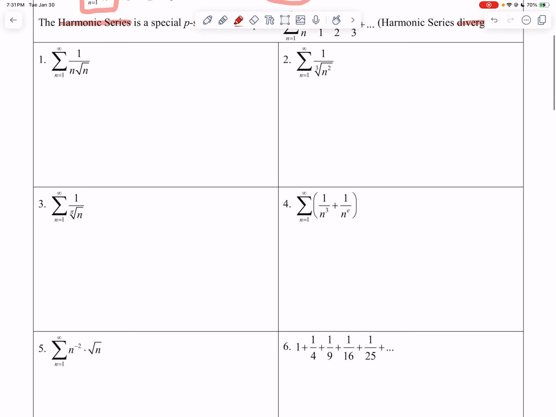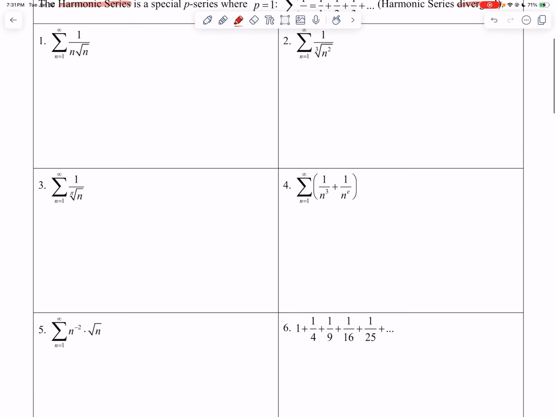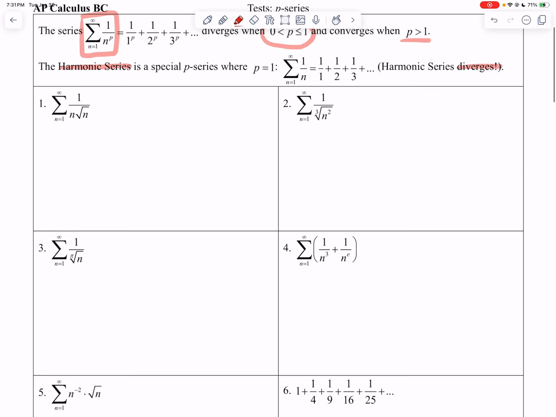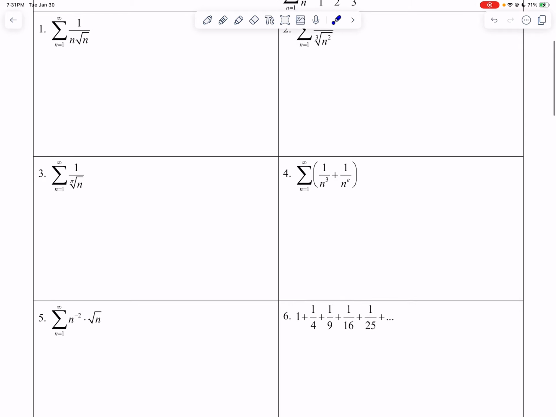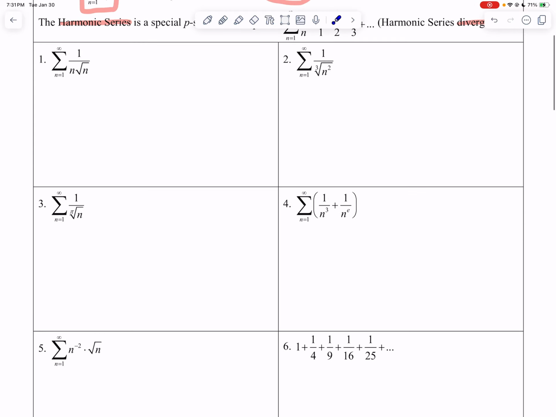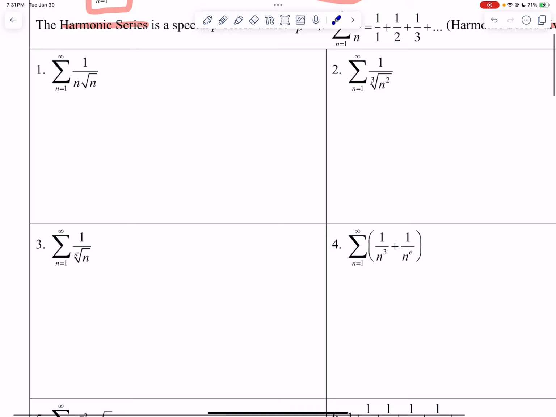These examples right here, you will see that they're not the same thing as this right here, where it's in the form of 1 over n to the p power. We actually have to make it so that it looks like that. So we're going to have to use a little bit of algebra. I know.